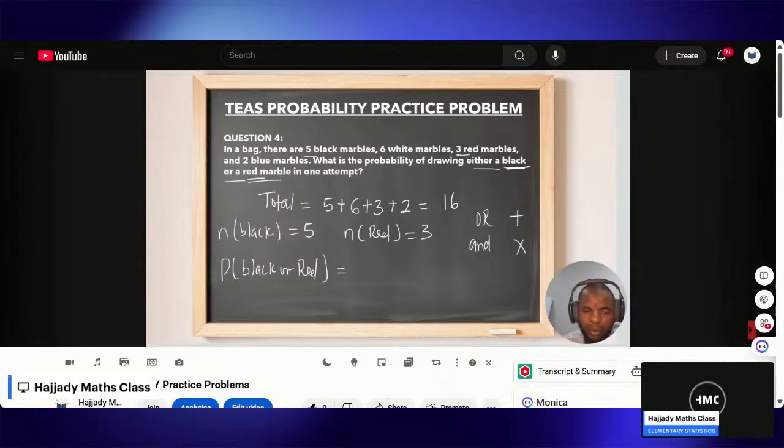Now, the probability of black or red. So the number of black or the number of red. We have 5, or means plus 3, divided by the total, which is 16. So here we have 8 over 16, and that is 1 over 2.